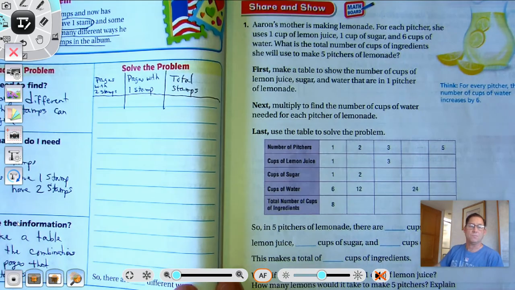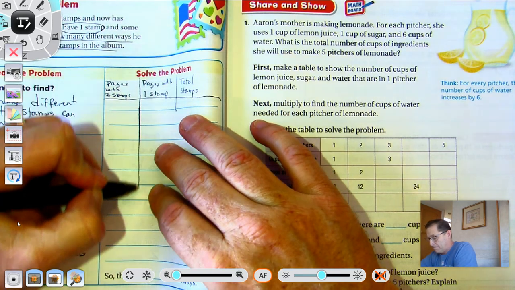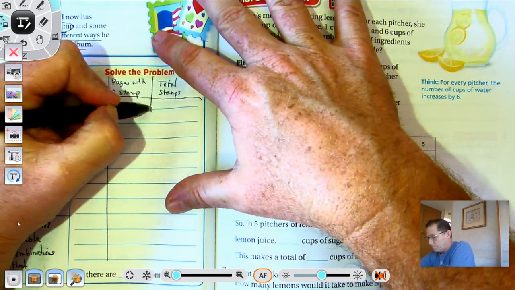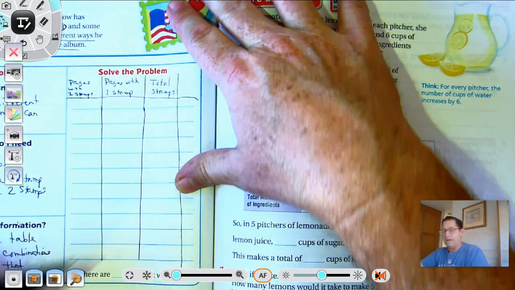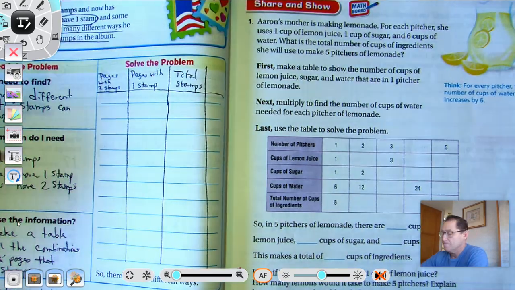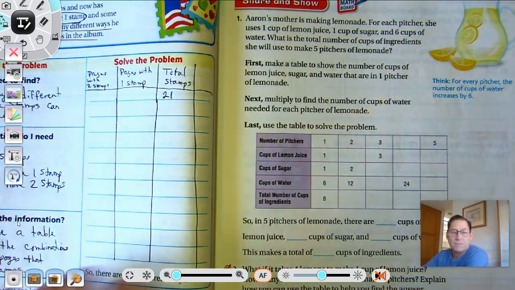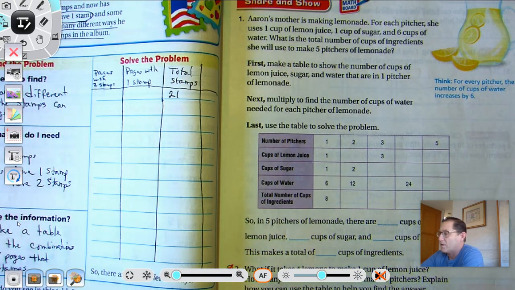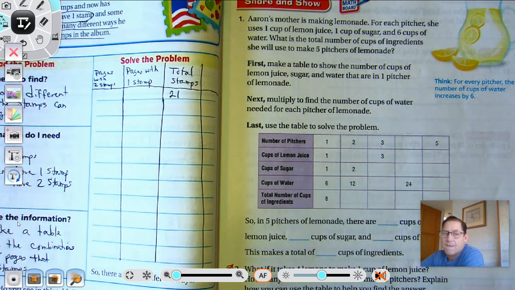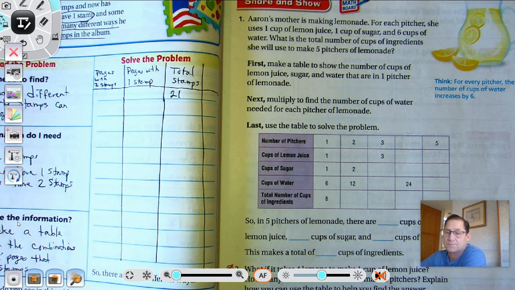Okay, so we have pages with 2 stamps, pages with 1 stamp, and we have our total stamps. Well, we know our total stamps has to be 21. So our combination of these two would be 21. Let's start with the greatest number of pages with 2 stamps.